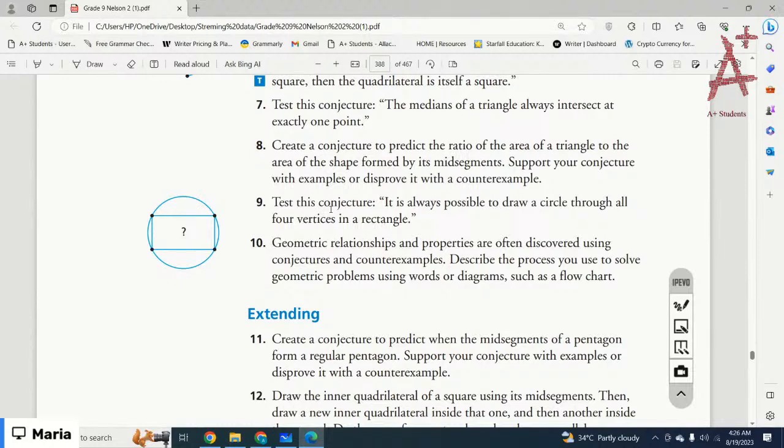So if you draw the mid segments of a triangle, it will form four triangles, right? So the ratio would be 1:4. You can make four triangles inside one triangle, right? You can see this one.